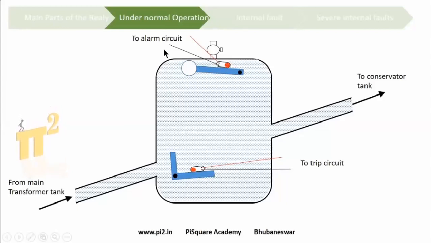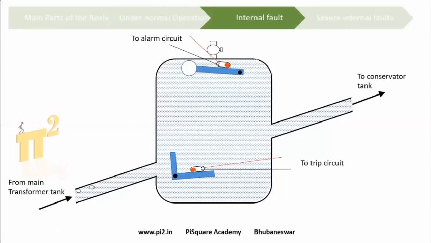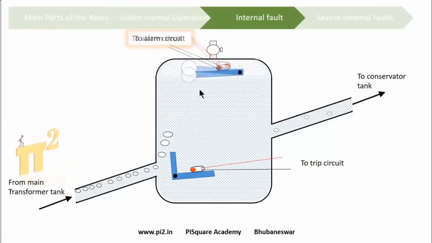Now, if there is a fault, there are some gases involved in the transformer. As we know, gases are lighter and less dense compared to the oil. So it will try to escape out. And during this process, the gas is trapped over here, which will tilt this float down, and hence the mercury switch is activated. It will trigger the alarm circuit.